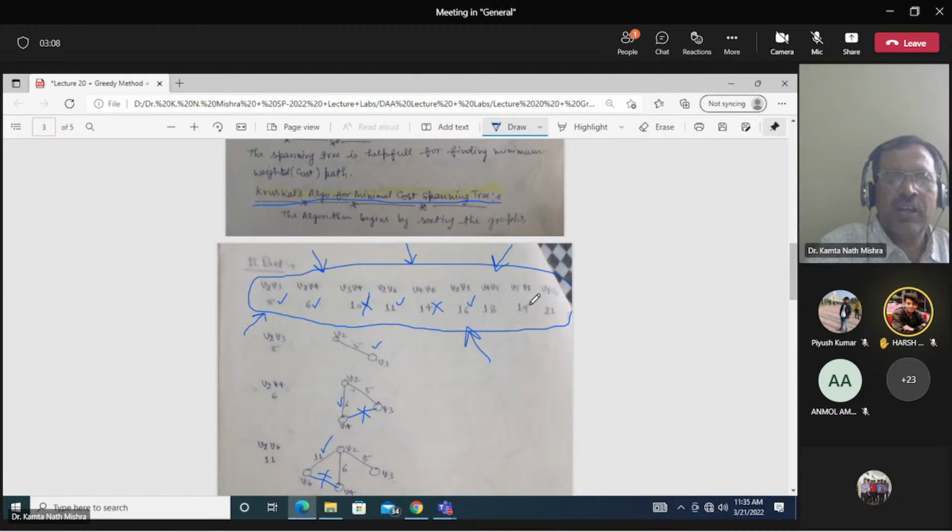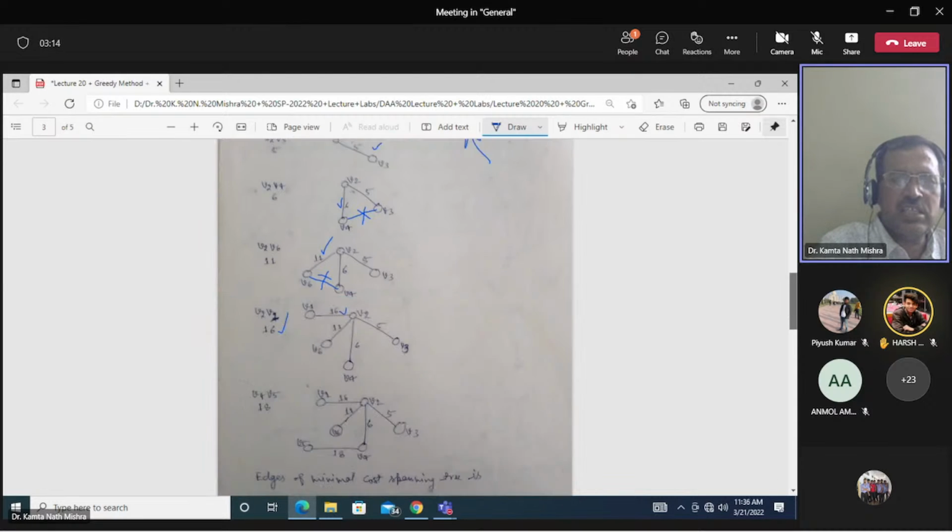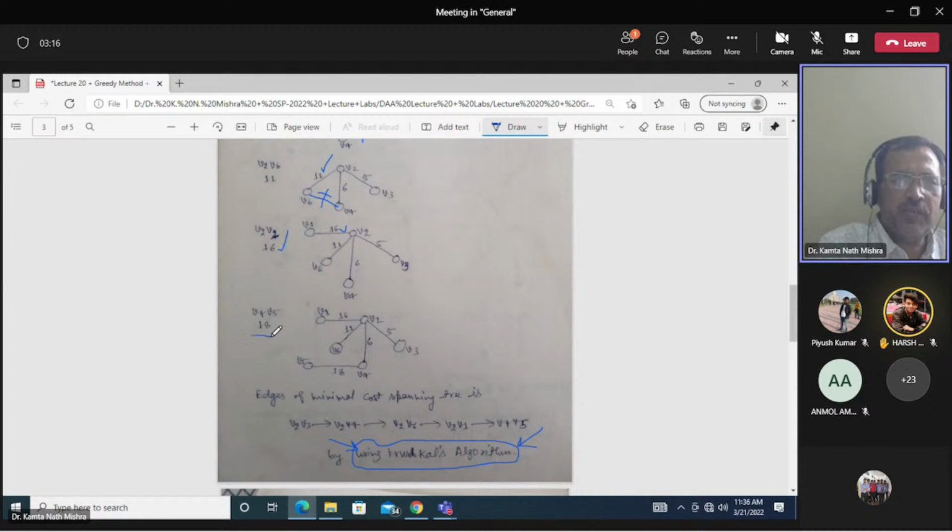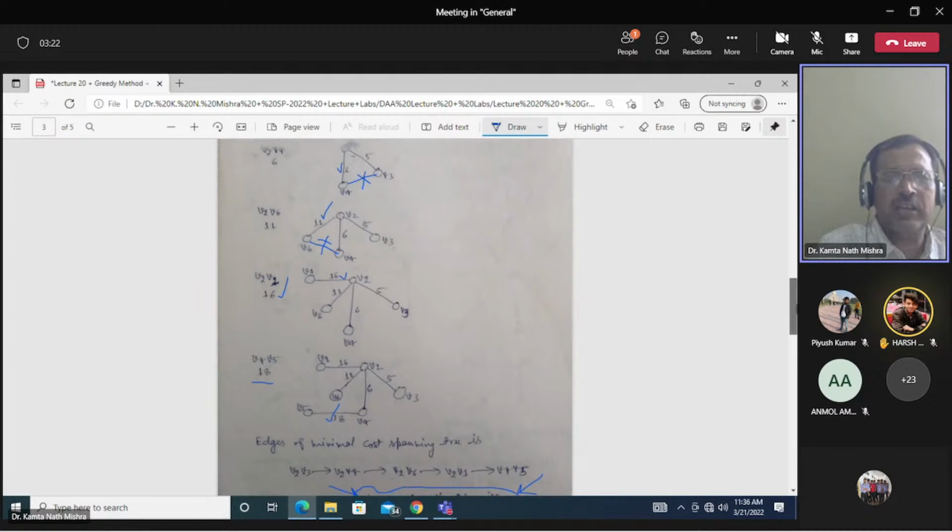You see V4 here in the graph. Next you will take V4, V5. V4, V5, its length is 18. So V4, V5, it is taken here. And others are not required to take.